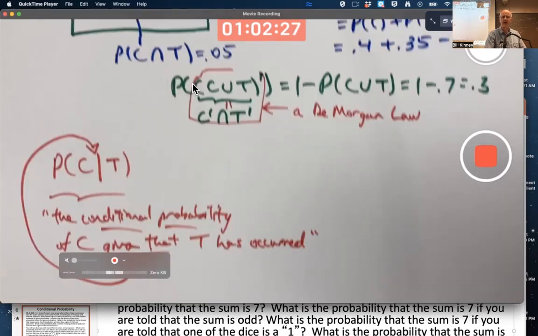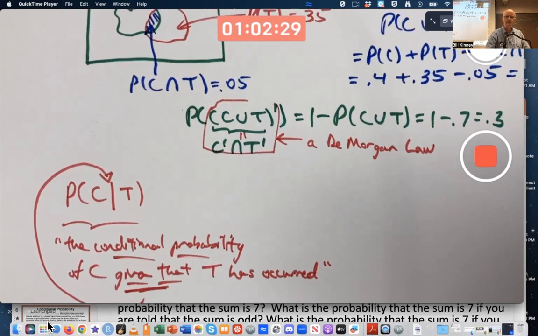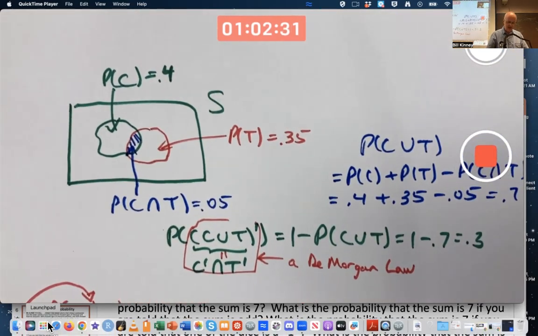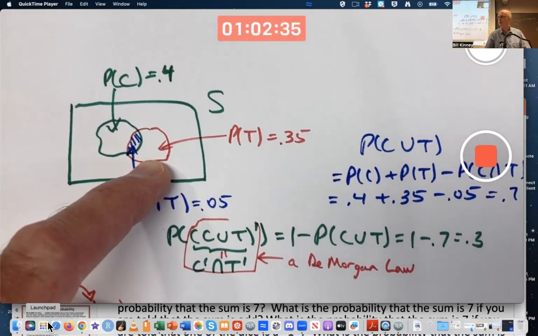In the Venn diagram, it's as if you're saying we're in the red blob for sure. We know that thermal pollution has occurred.